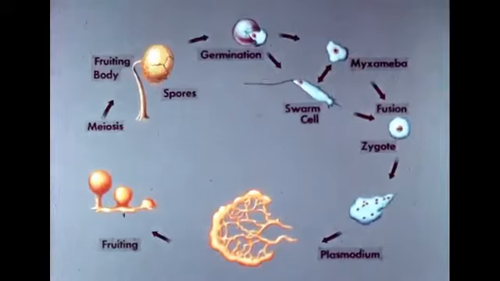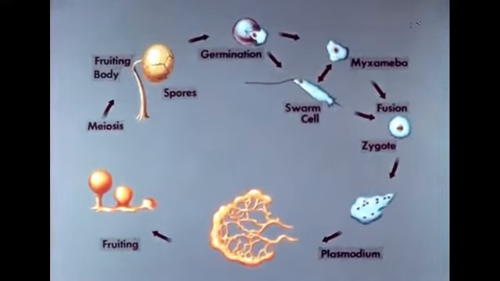You have seen a few of the critical events in the life cycle of Physarum gyrosum and of several other species. The life cycle of Physarum gyrosum resembles the generalized life cycle described in textbooks. This consists of spore germination, myxamoebae, swarm cells, fusion, zygote, plasmodium, fruiting bodies, meiosis, and spores.